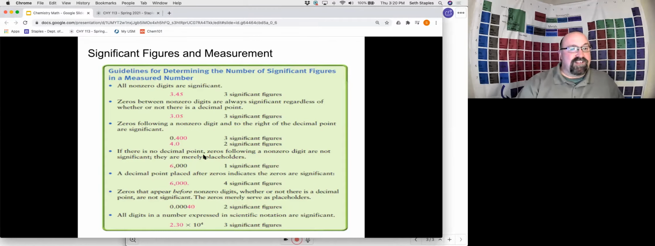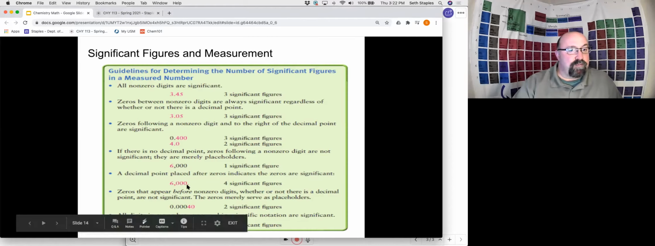If there's no decimal point at all, then zeros following a non-zero digit are not significant. They're simply placeholder digits. And so what I mean by placeholder is, like in this case here, 6,000. These zeros here are not significant. They're merely telling us that our actual measurement starts in the thousands spot. So our actual measuring starts here. And so those zeros are not significant. We would say that this number only has one significant digit.